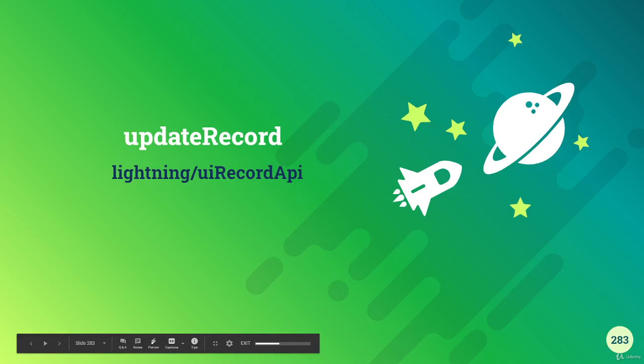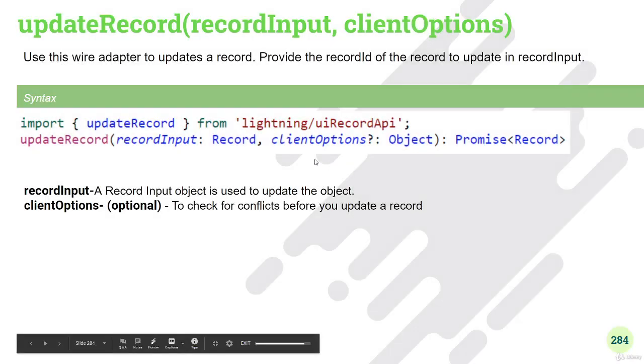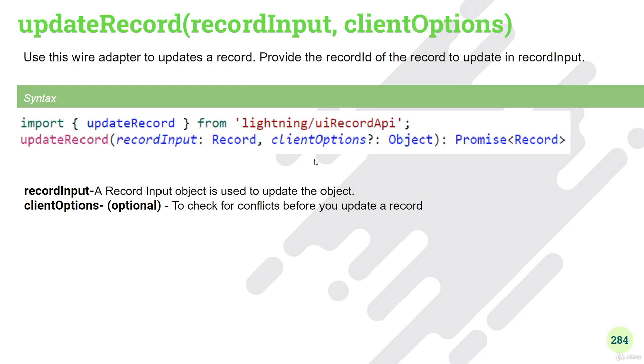In this video, we will talk about the updateRecord function, and this function we import from the lightning/uiRecordApi module. So we use this wire adapter to update a record. We provide the record ID of the record to update in the record input. So it's definitely necessary to pass the record ID. Only then does this function get to know which record it has to update.